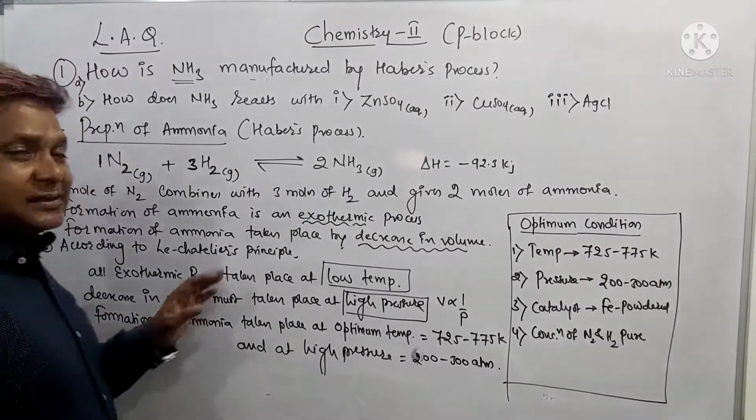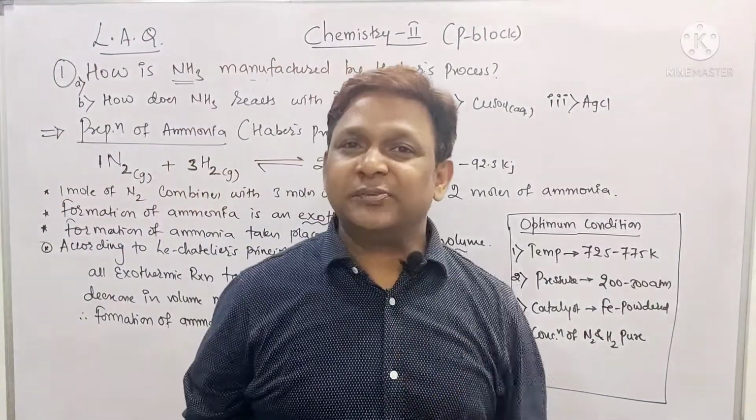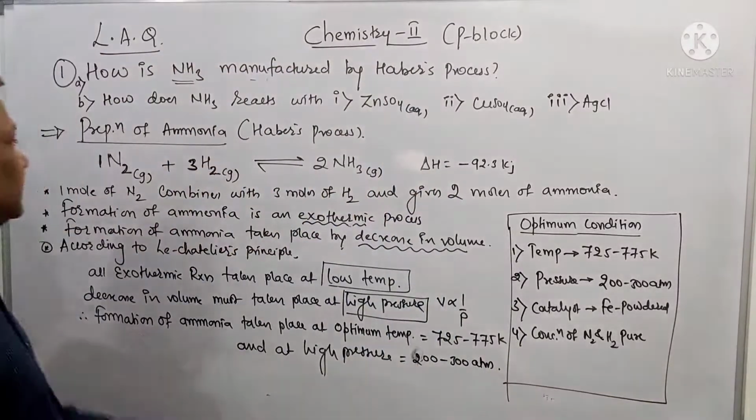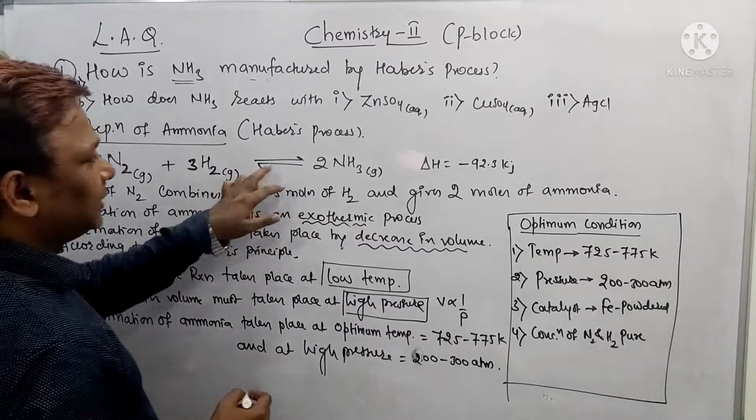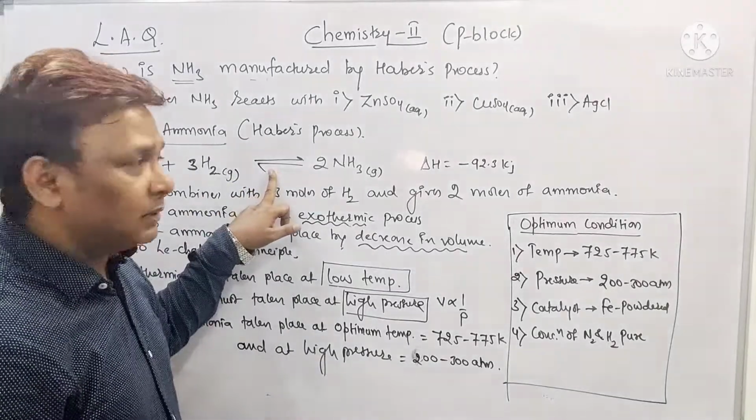Right, beta? So this is a complete way we have to write. But one more point is missing here. See here, what is that? Sir, formation of ammonia is a reversible process. I didn't write it here, but you should mention here that it is a reversible process.